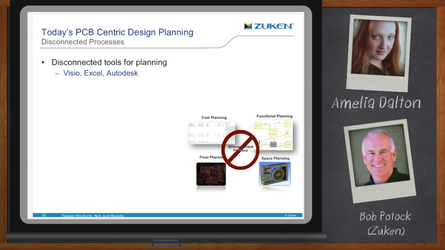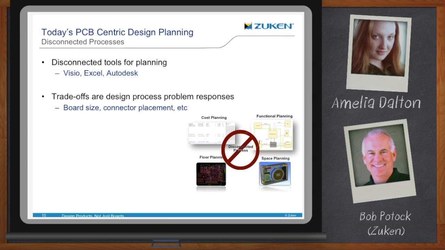So that's one challenge. The other challenge that PCB-centric design brings is that trade-offs are typically done during the design process in reaction to a problem. And that's not a very productive way to do it. So for instance, they are designing along and suddenly realize that the boards will not fit in the enclosure. Very costly to make that change that far down in the design process. Absolutely. They also may find that a connector placement is incorrect. Something as small as that could have huge impact on the design process.